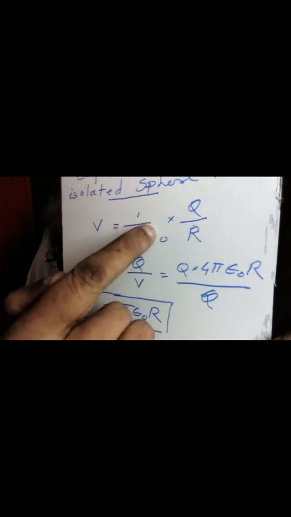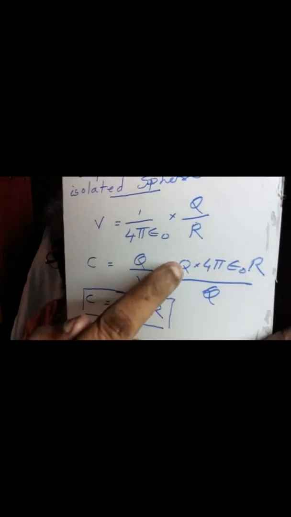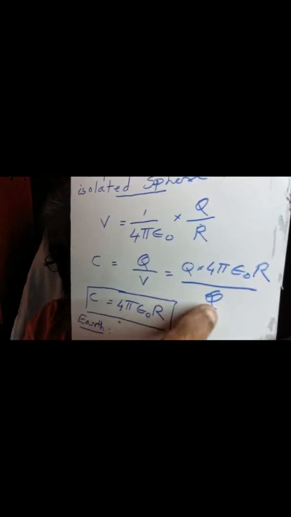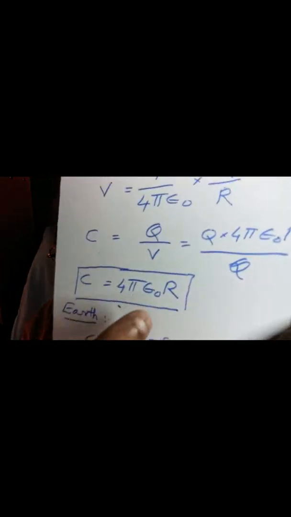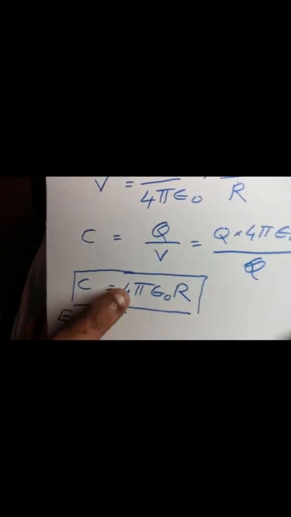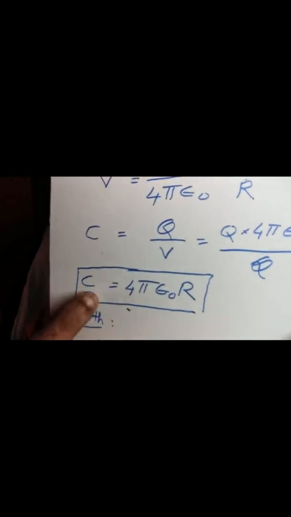V is this much. So Q into 4 pi epsilon 0 R by Q. Q and Q would go. Then capacitance of an isolated sphere is C equals 4 pi epsilon 0 into R. Or capacitance of a sphere is proportional to its radius.